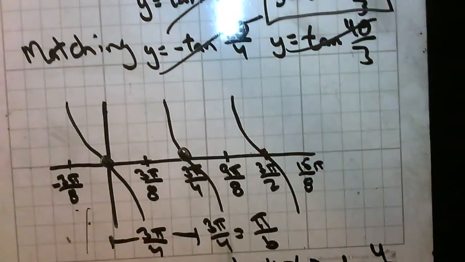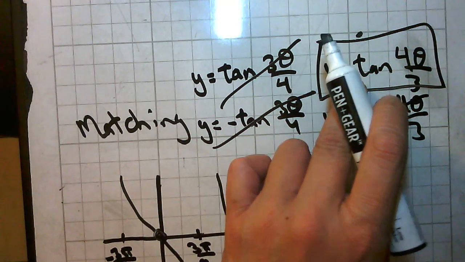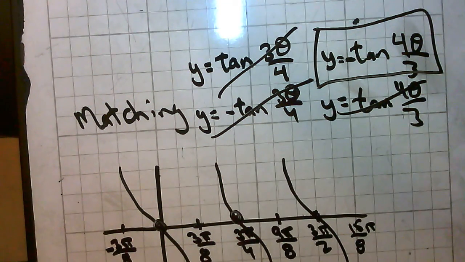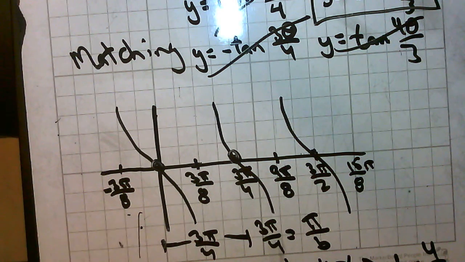And our b is 4 over 3, which we solved here. So we should have a negative in front, and we should have 4 over 3 as our b. So there's your answer for that one. So that's how you can work it backwards if you have a graph and it's multiple choice.